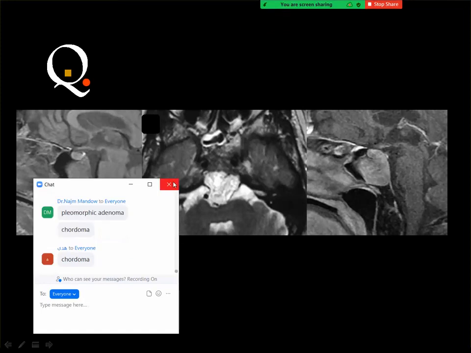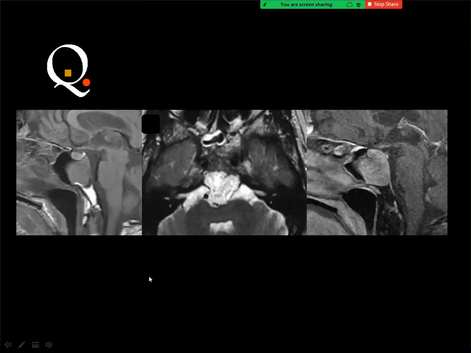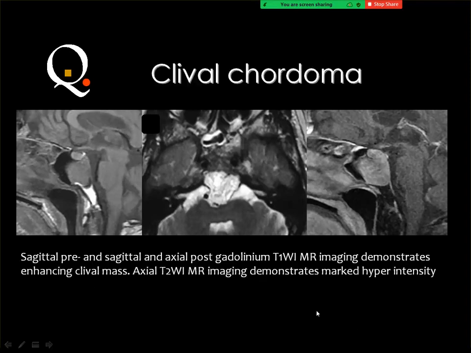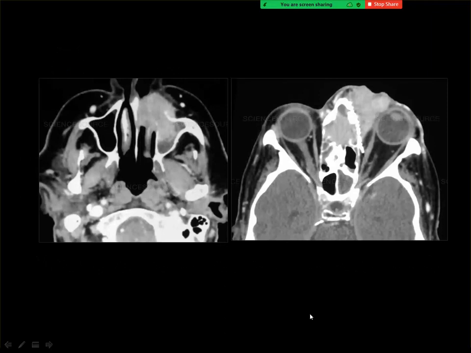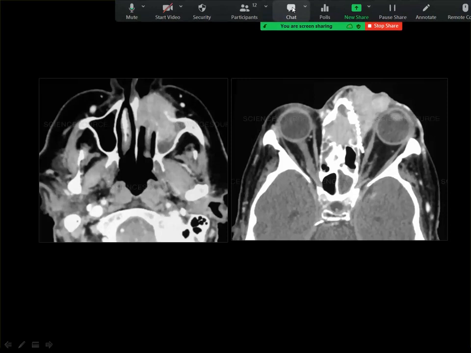Yes, the answer is right, and this is chordoma of the clivus. You see the very bright signal in the T2 weighted image and the enhancement after contrast and the destruction of part of the clivus. All these, in the classic midline location of the tumor, are helpful in reaching the diagnosis. Okay, and then this is a CT scan of the paranasal sinuses showing a mass in this area, and it has extended also inside the orbital cavity and the ethmoidal air cells.